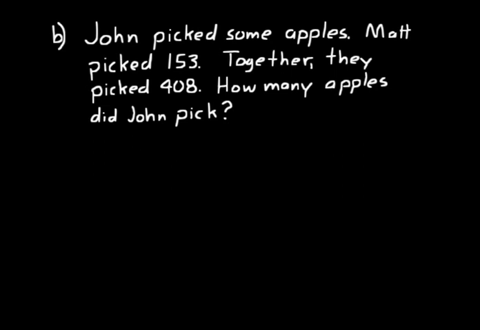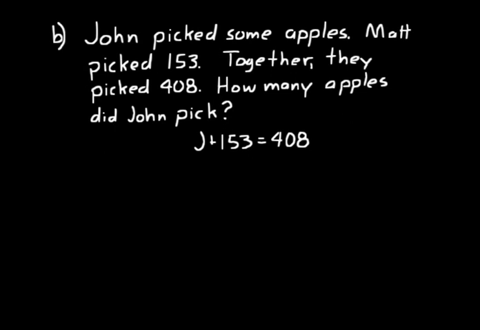And look again for key words. Together, there's a key word again in that problem. We know that together, in order to get two things together or a total, we have to add. So we know how many apples Matt picked. We don't know how many John picked. That's the question. So we say J plus 153 for Matt's apples, and together, or the total, is 408 apples.